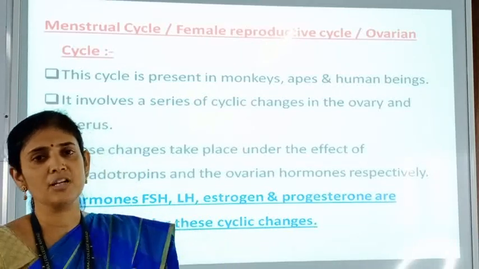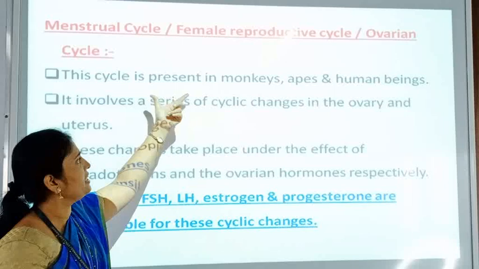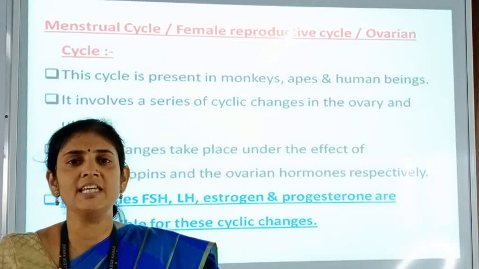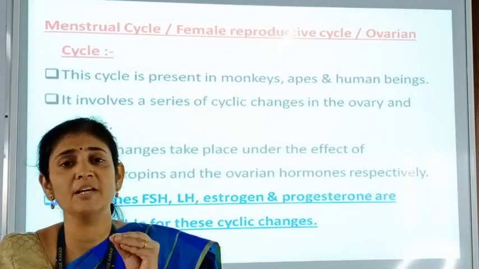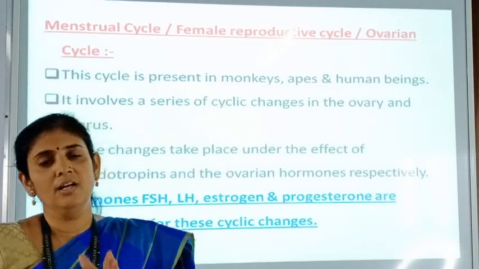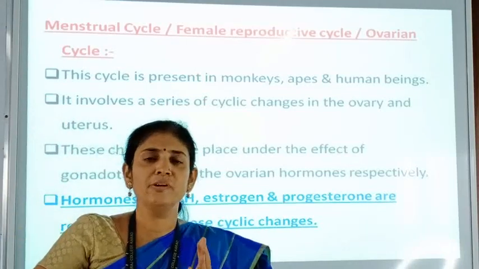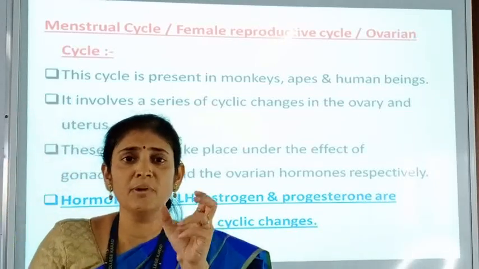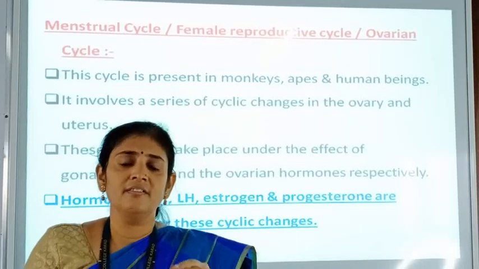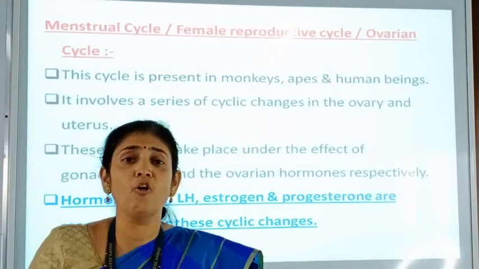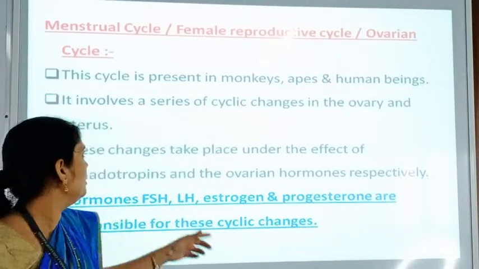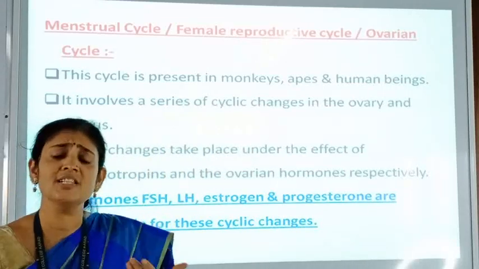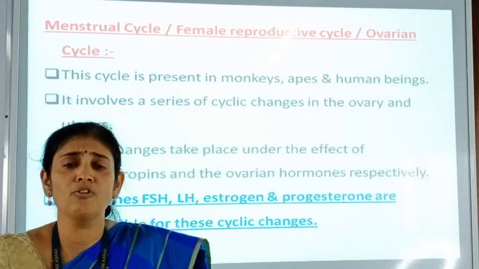So here are some introductory points. First, it is present in monkeys, apes and human beings. In other animals like monkeys and apes, this menstrual cycle is present as in human beings. During this menstrual cycle, what happens to the female reproductive system? There are a number of changes taking place in the ovary as well as in the uterus. So it involves a series of cyclic changes in the ovary and uterus.